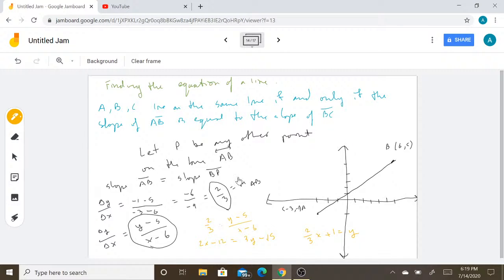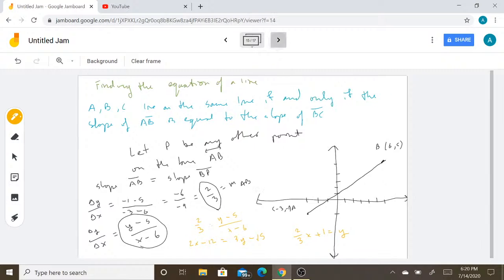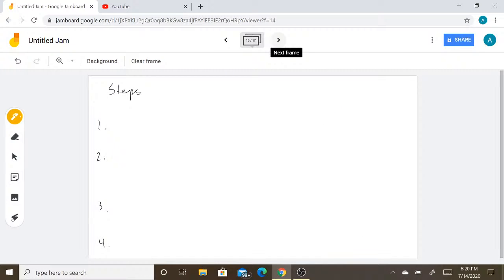So moving on, let's write down the steps of what I just did over here. I'll just write them so it's clear. Step 1 is to find the slope of the line.